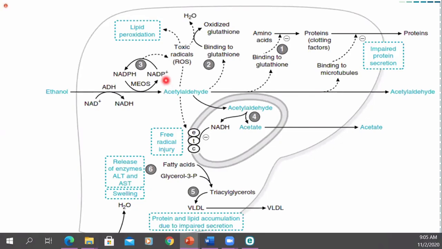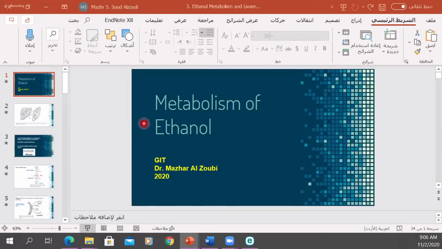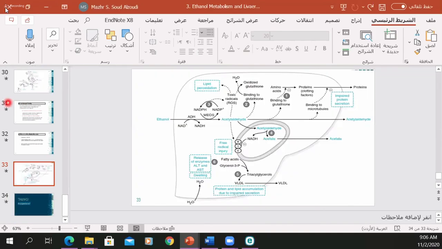Now this slide summarizes the whole lecture we discussed today regarding the action of alcohol, starting from the ethanol and formation of acetaldehyde and going through all of these steps. So whoever wants can go through this slide easily and understand that these molecules are toxic, or ethanol is a toxic molecule. This is how we finished the third lecture in order for biochemistry.